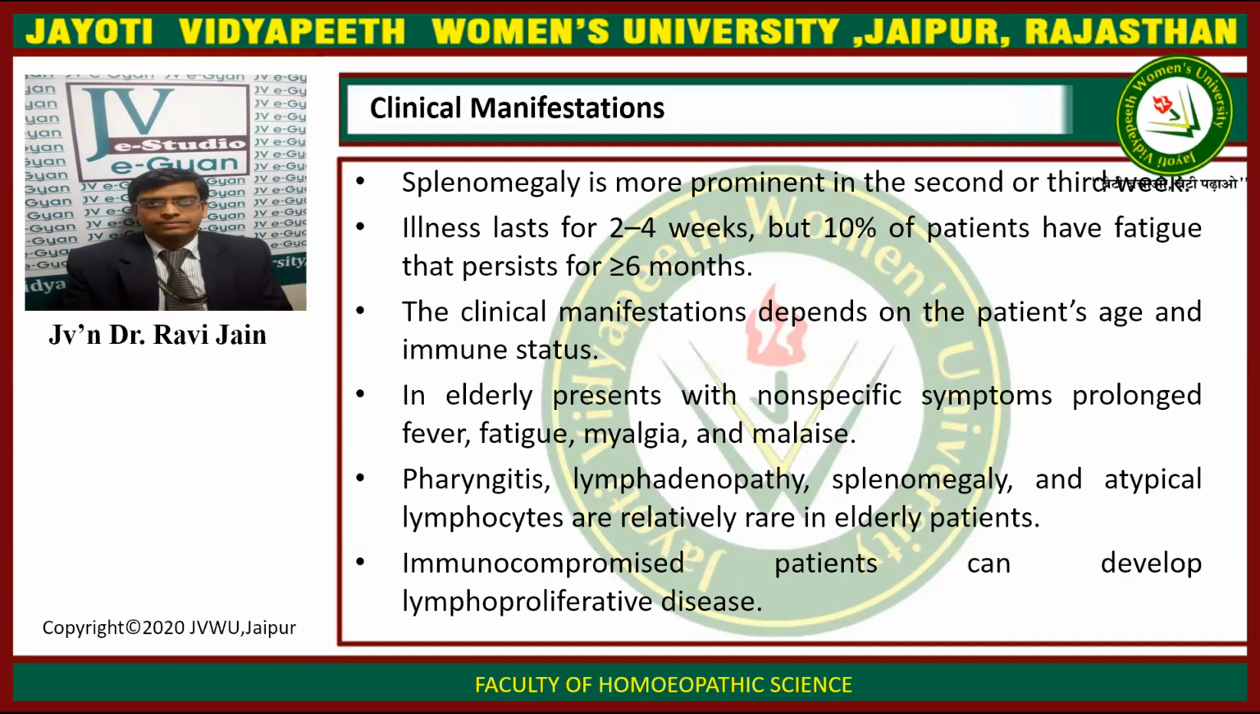The illness lasts for around 2 to 4 weeks, but 10% of the patients have fatigue that persists for greater than 6 months. The clinical manifestations depend on the patient's age and immune status. The elderly present with non-specific symptoms: prolonged fever, fatigue, myalgia, and malaise. Pharyngitis, lymphadenopathy, splenomegaly, and atypical lymphocytes are relatively rare in elderly patients. Immunocompromised patients can develop lymphoproliferative diseases.